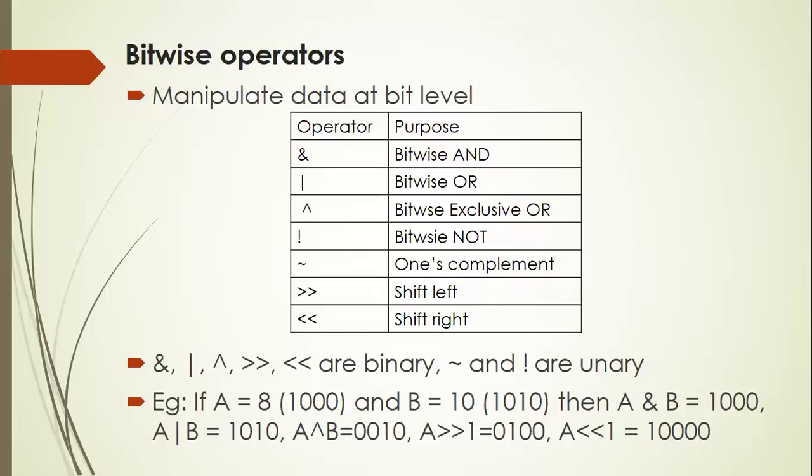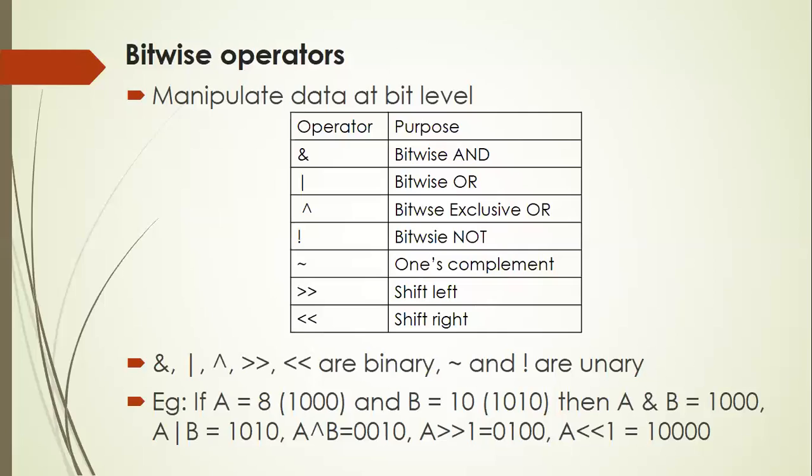Whereas for shift right and shift left, the utility of the shift right operator is, if you shift right any number by 1, that's equal to division by 2. If you shift any number left by 1 bit, that is equal to multiplication by 2. Here I'm shifting a right by 1 bit. The a value is 8. When you divide 8 by 2, the result is 4. 4 means 0, 1, 0, 0.